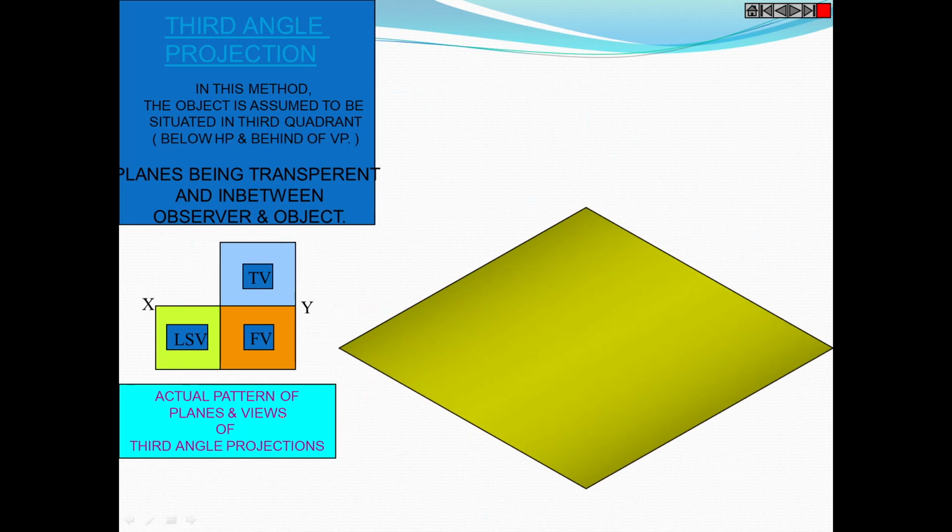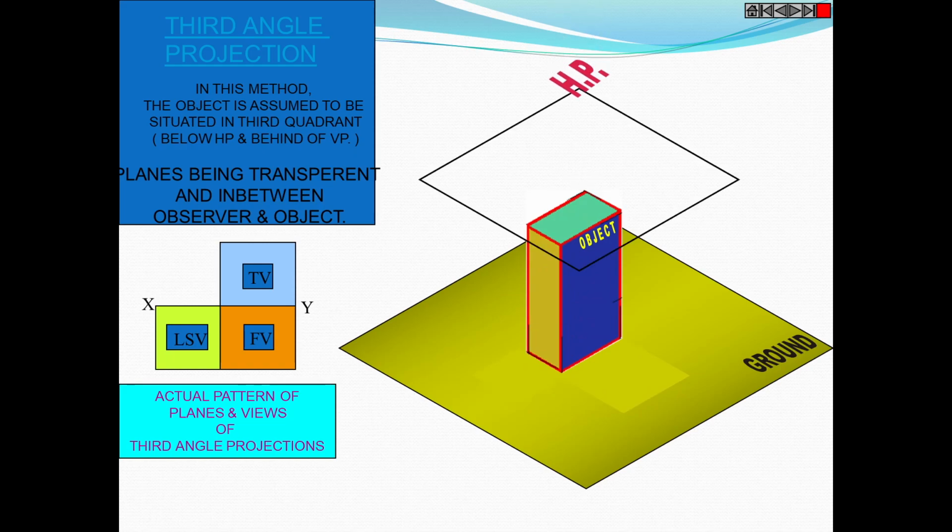Okay. Now what is the third angle method of projection? Third angle method of projection means the object is in the third quadrant. If the object is in the third quadrant, it means that the object is below the horizontal plane and behind the vertical plane.